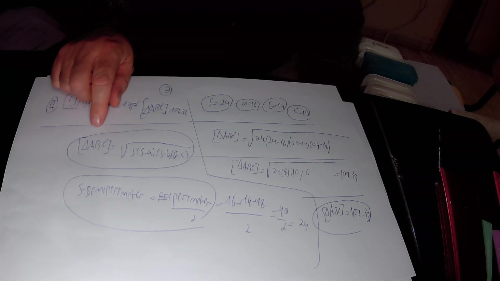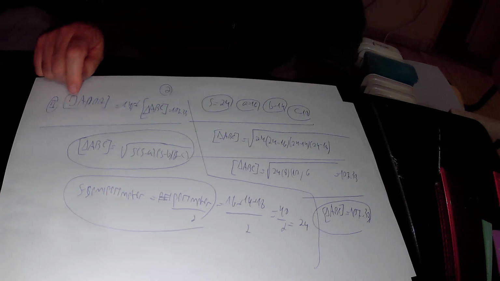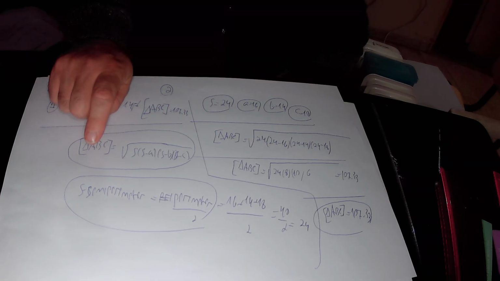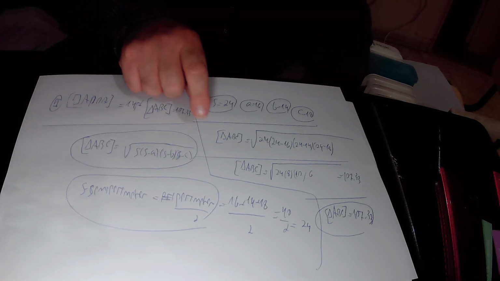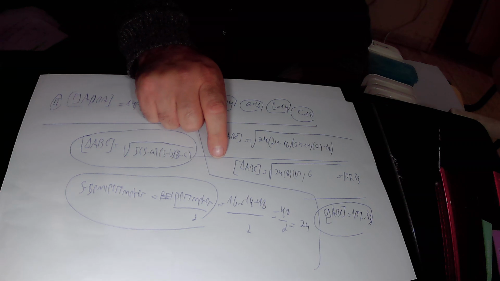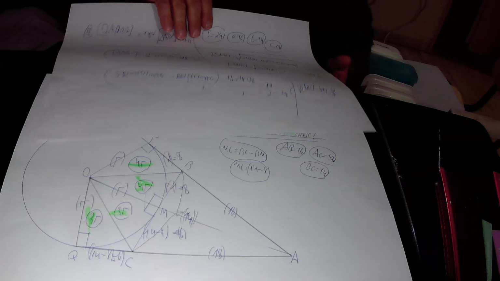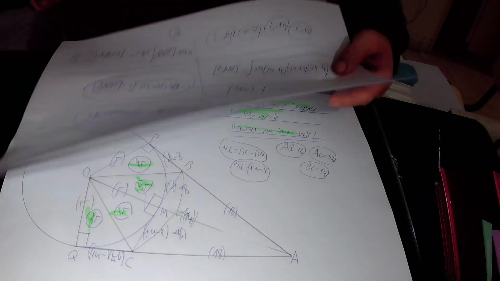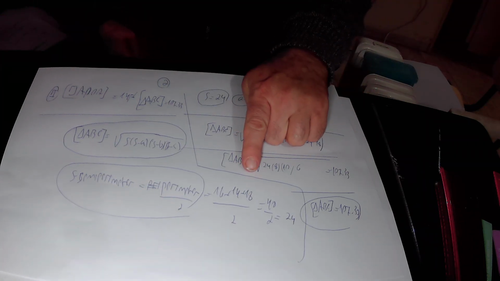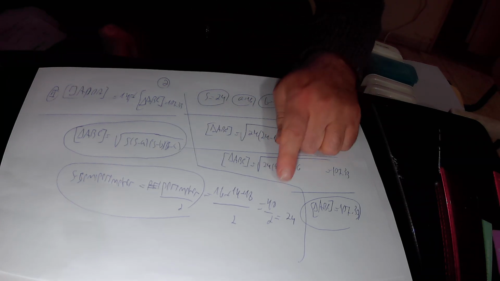Actually, the area of any triangle ABC is equal to the square root of S times S minus A times S minus B times S minus C. S is the semi-perimeter of the triangle. The semi-perimeter is the perimeter over 2. The perimeter of any triangle is the sum of its 3 side lengths. So in this triangle, it is 16 plus 14 plus 18. If we divide the perimeter by 2, we get the semi-perimeter.